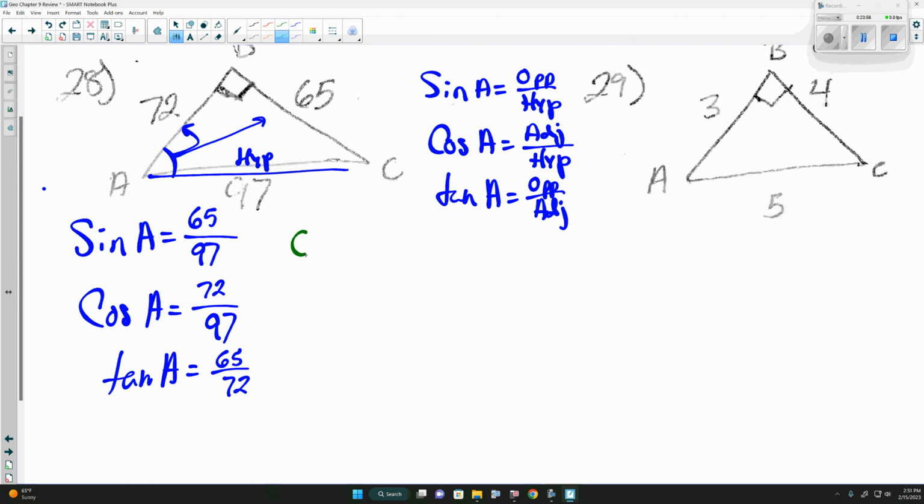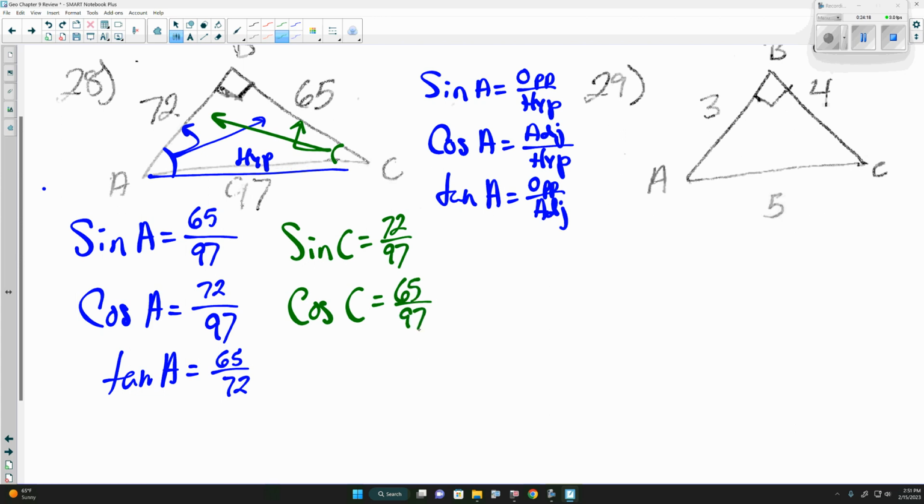Now, sine of angle C, the opposite side to angle C is 72, but the hypotenuse is still 97. Cosine of C, adjacent to angle C is 65 over 97. And lastly, tangent is going to be 72 over 65.